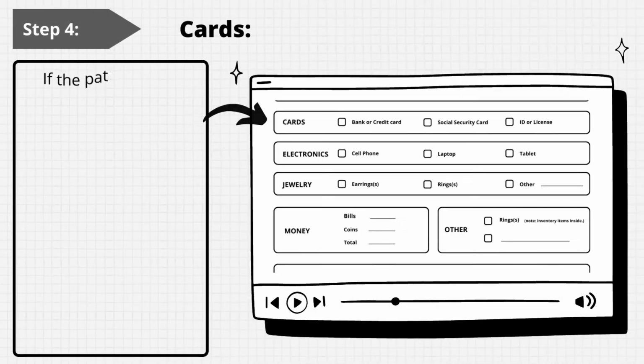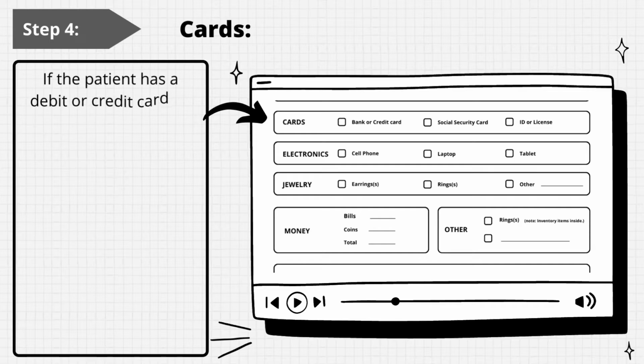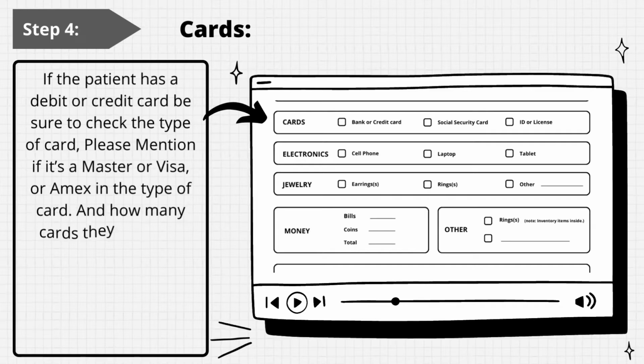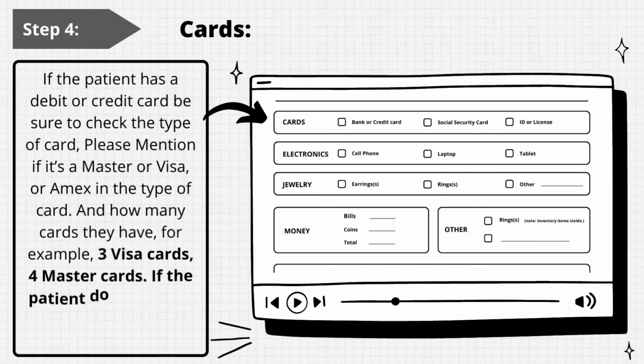Step 4. Cards. If the patient has a debit or credit card, be sure to check the type of card. Please mention if it's a Master or Visa, or Amex in the type of card. And how many cards they have, for example, 3 Visa cards, 4 MasterCards. If the patient doesn't come with any cards, just write, not applicable.